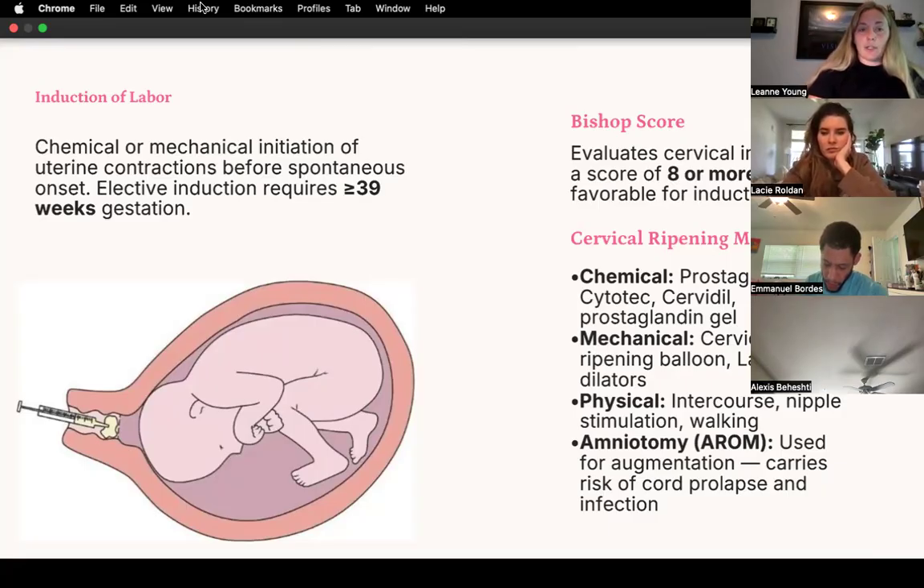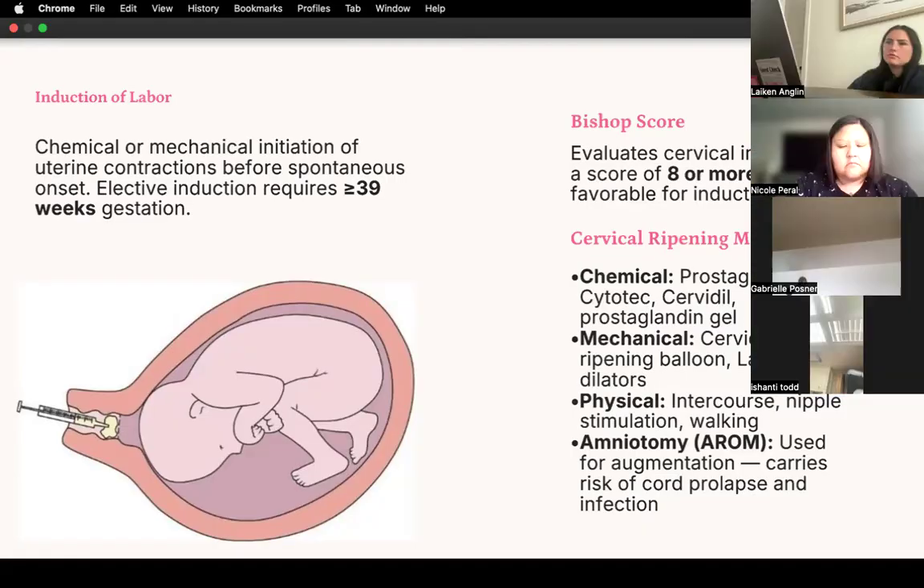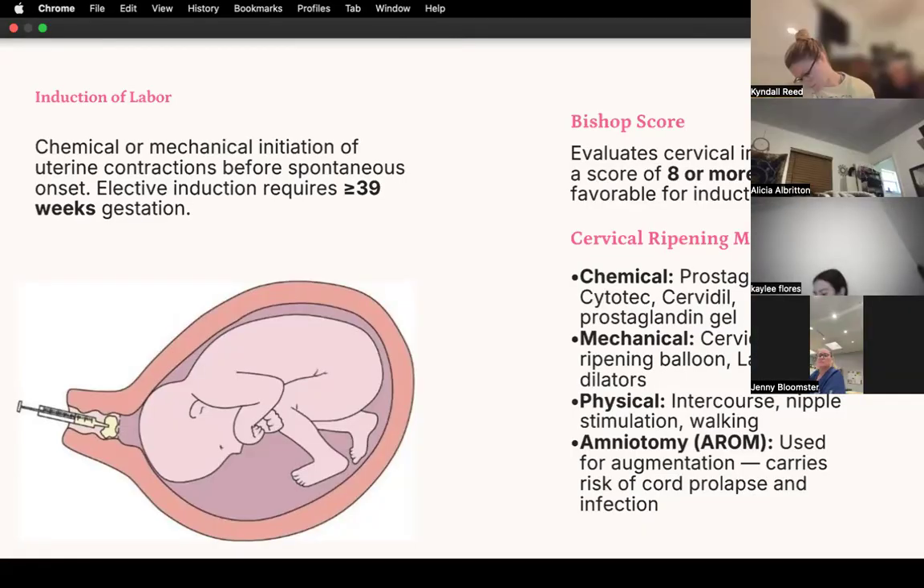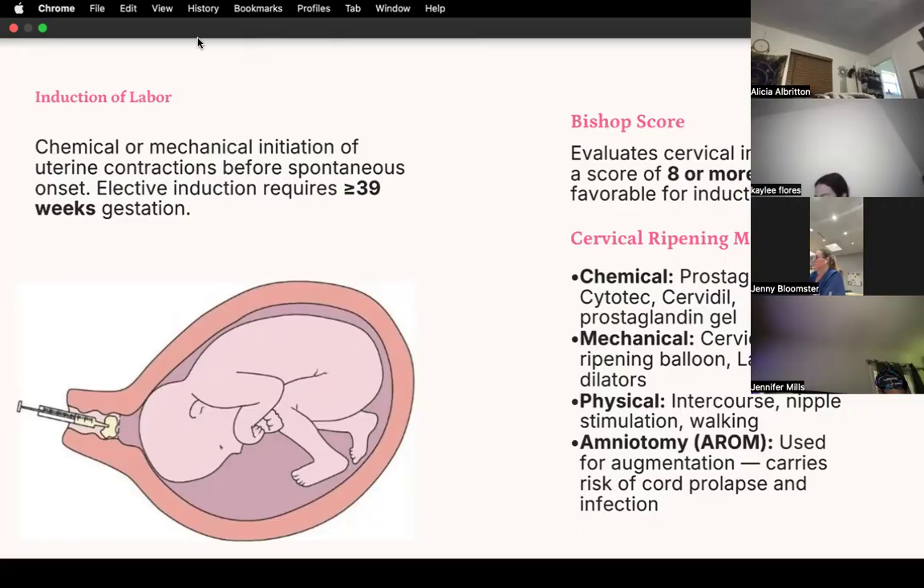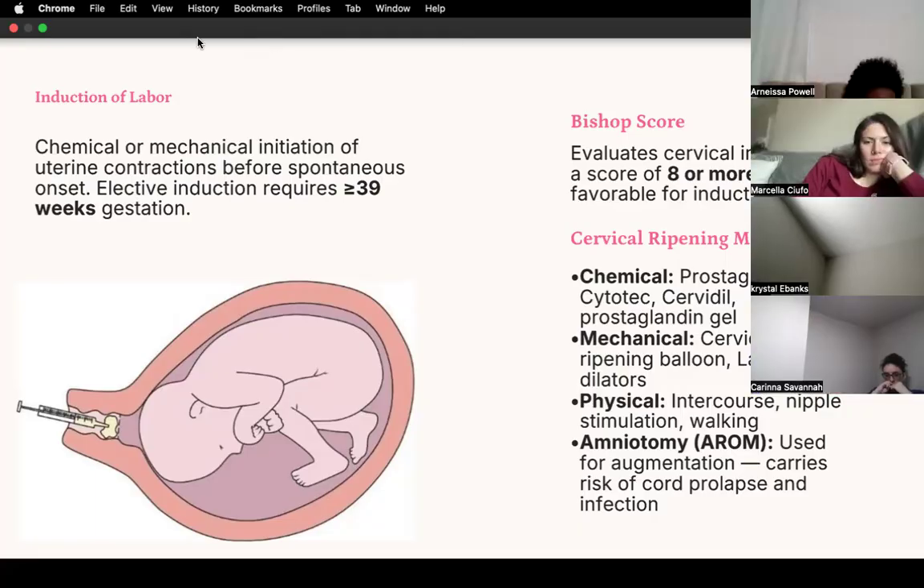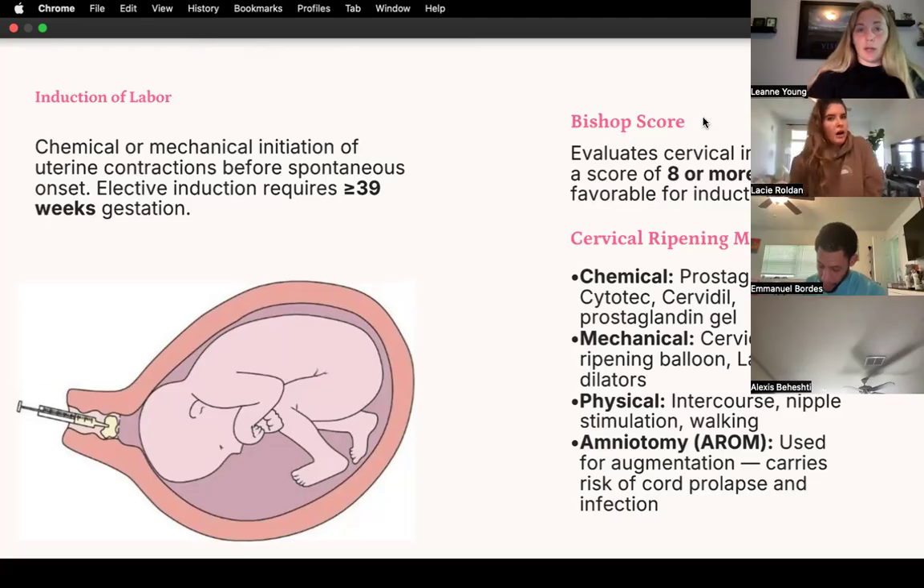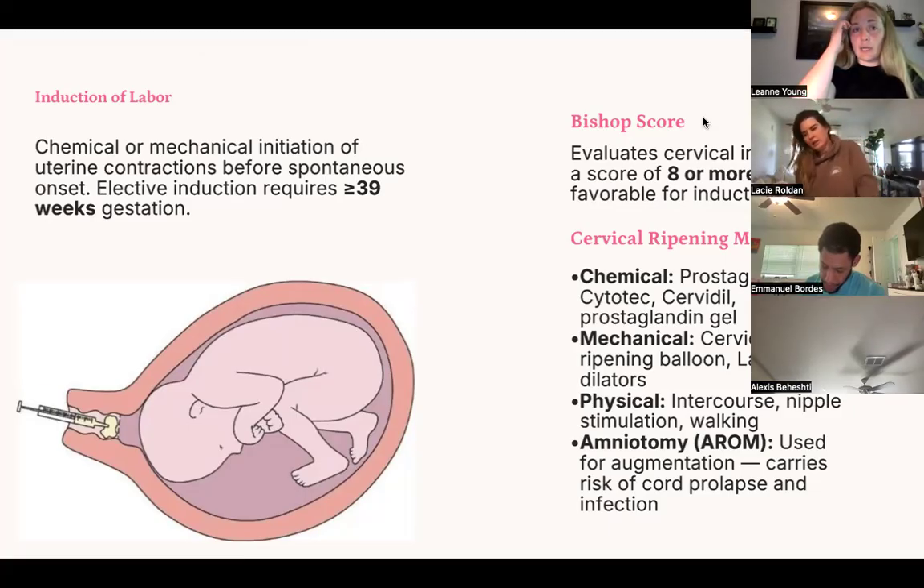An elective induction requires a patient to be over 39 weeks of gestation. So, we're not going to allow moms to ask for an induction until they're at least 39 weeks of gestation. Now I know a lot of OBGYNs and a lot of offices are not even offering elective inductions anymore because either they're too busy or they just don't believe in elective inductions. So sometimes they will not do inductions until a mom is 41 weeks. Okay.